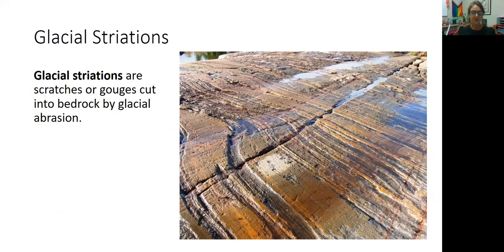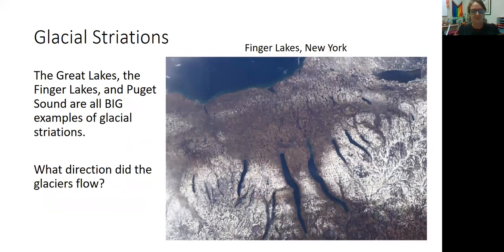All right. Also, as those glaciers are bulldozing the landscape, they're leaving behind erosional scratches on the surface of the earth, and we call these glacial striations. And these glacial striations can be small, right, on the order of millimeters to centimeters, or they can be huge, on the order of kilometers. So the Great Lakes, the Finger Lakes, and Puget Sound are all huge examples of glacial striations. This image is of the Finger Lakes in New York, and I want you to think about what direction the glaciers flowed. Well, the Finger Lakes themselves are striations, so we can tell that the glacier flowed in the direction of the lakes.